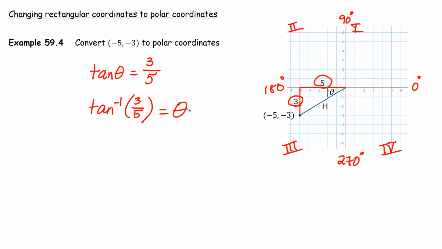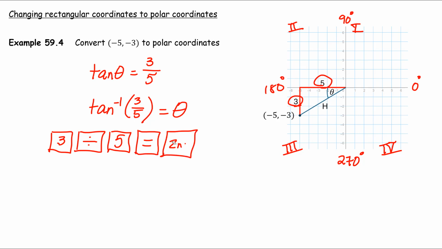So to punch that into my calculator, I am going to hit the following buttons. 3 divided by 5 equals, second, or inverse, whatever your calculator has, tangent, and that is going to be theta. You are going to get about 31 degrees for theta. And so to find h, I am going to use the Pythagorean theorem because this is a right triangle. I know the legs. I don't know the hypotenuse.